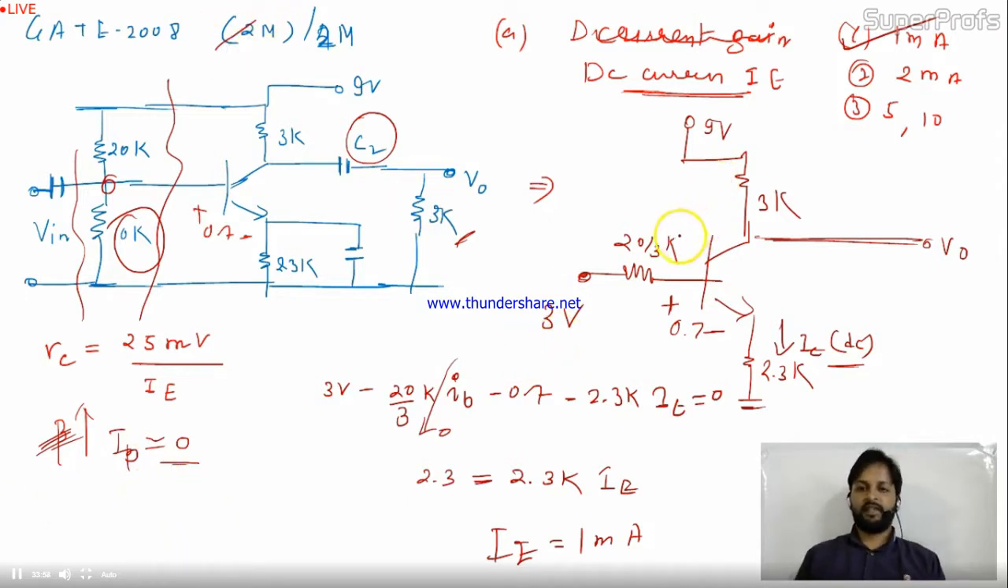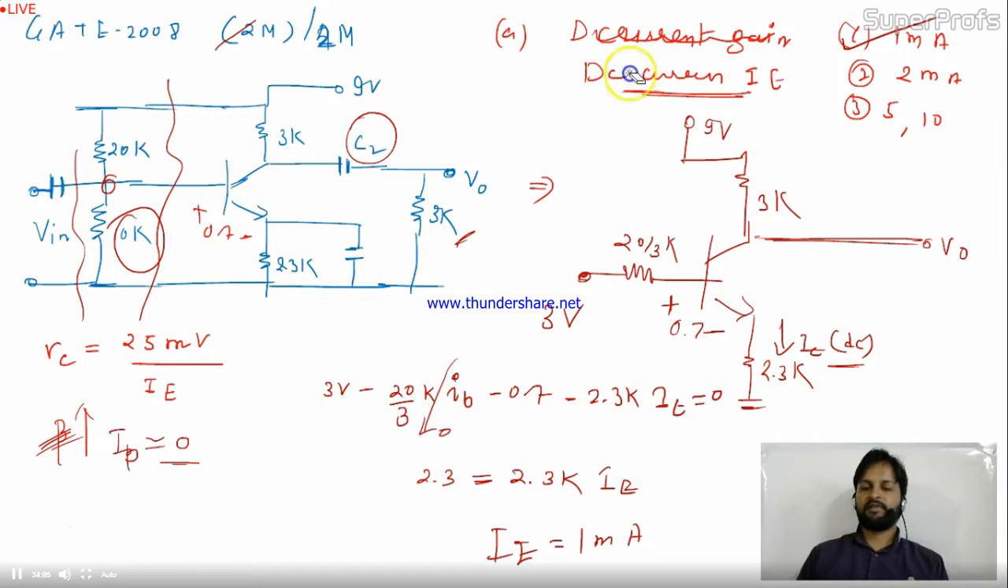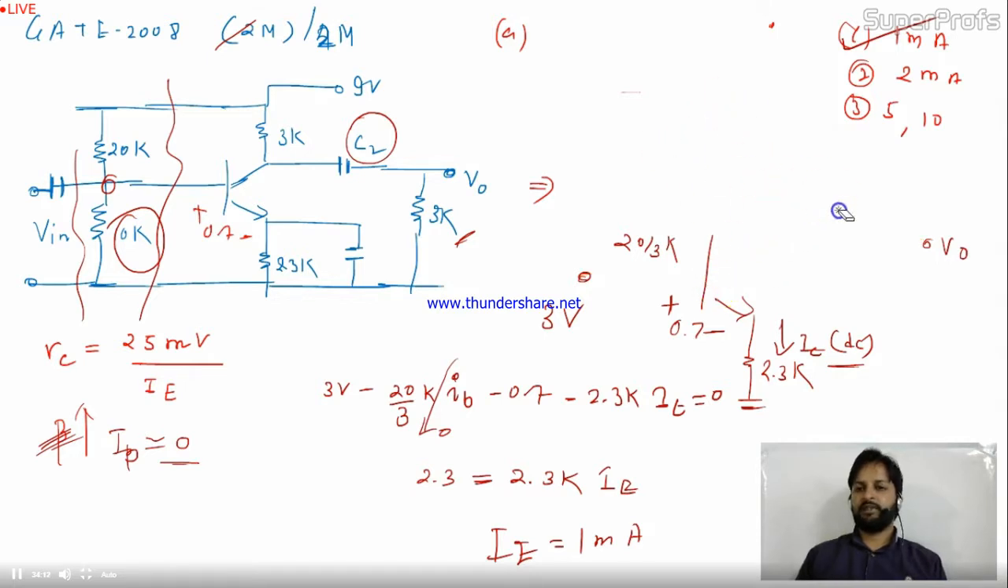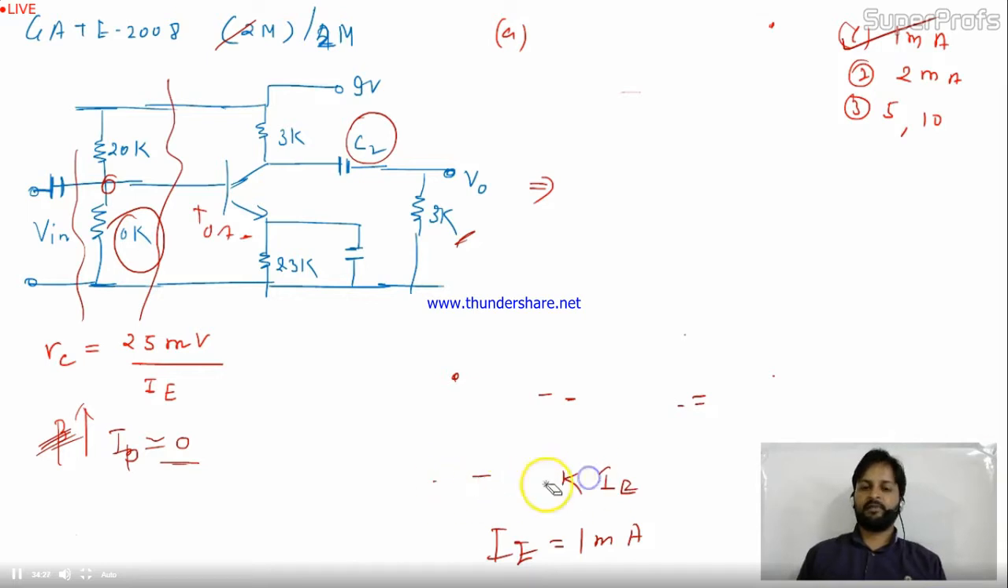Now in the second one, they're asking, let me erase it first. This is the first portion. They're asking for the DC current IE. We calculated IE. And one more thing, please remember always, when beta is very large, the base current will be 0 in the circuit. When base current is 0 in the circuit, IE will be equal to IC in the transistor, right? So first portion is over and we got 1 milliampere IE, and that is DC.